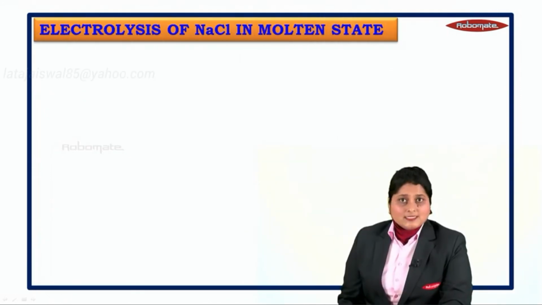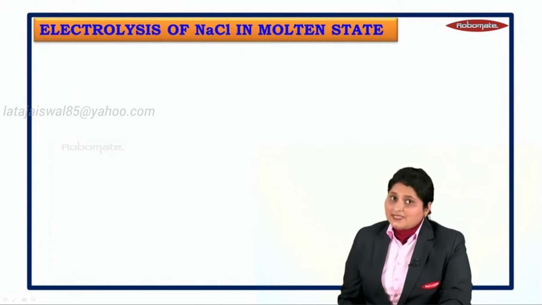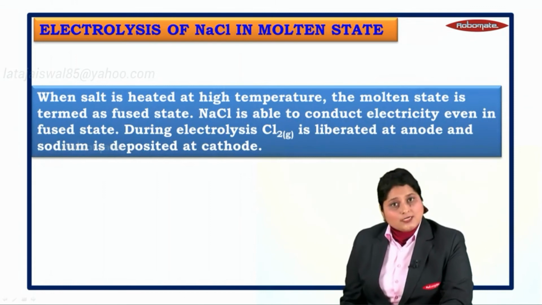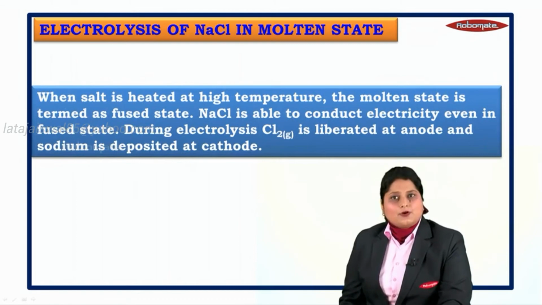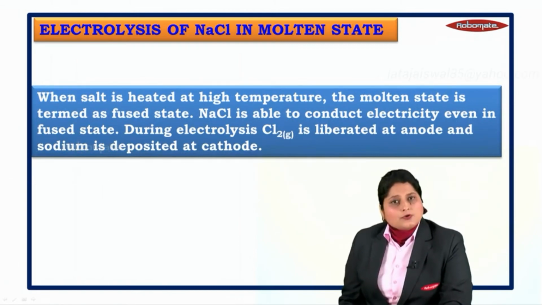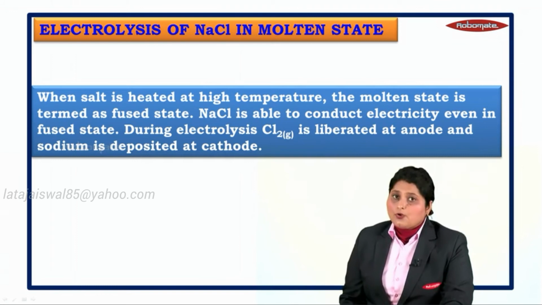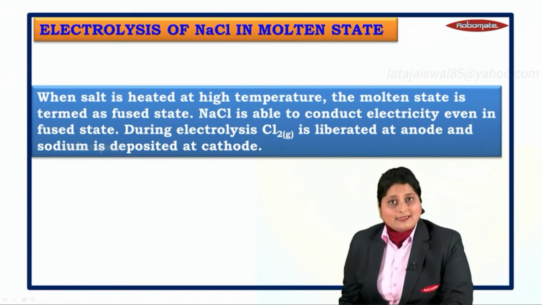Let's go ahead and study electrolysis of molten NaCl. When we say molten, there is no water in it. Let's understand what molten means. When salt is heated at a very high temperature, the molten state is also called the fused state. NaCl is able to conduct electricity even in the fused state. During electrolysis, chlorine is liberated at the anode and sodium is deposited at the cathode.